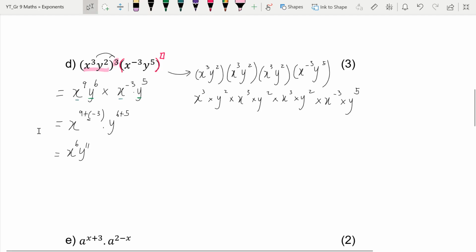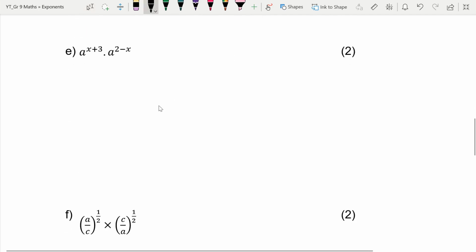All right, let's look at the next one. Okay, well, we can see that we are multiplying and our bases are the same. What is a little bit different over here is that we've got an x that's part of the exponent. But don't let that confuse you. Let's stick to our laws of exponents.